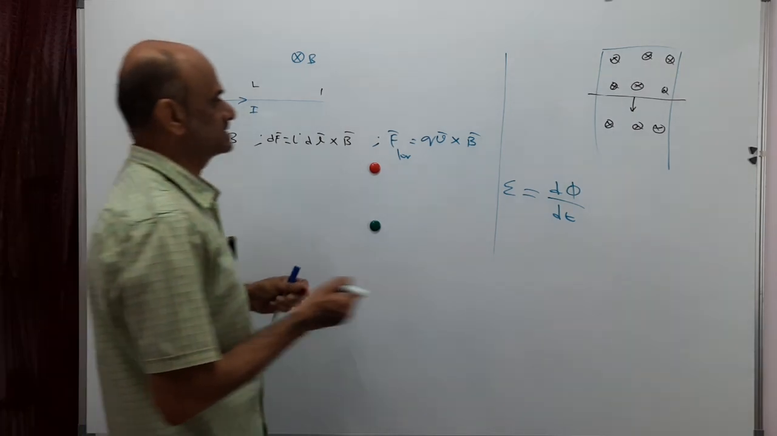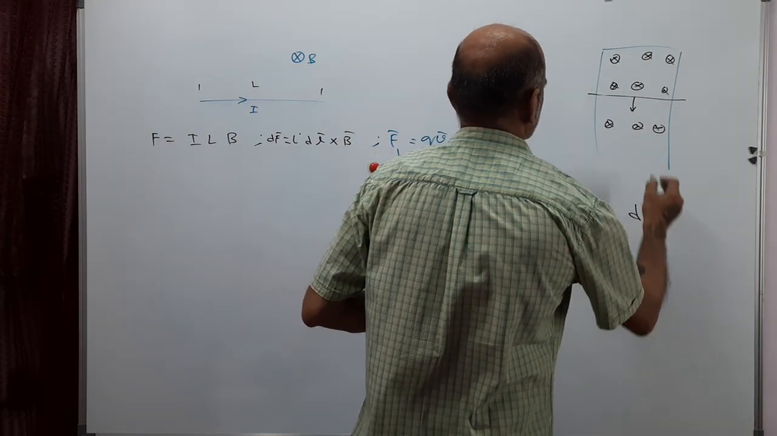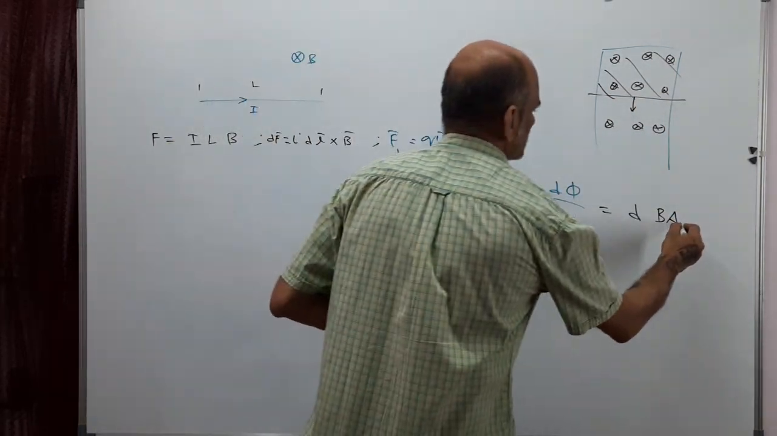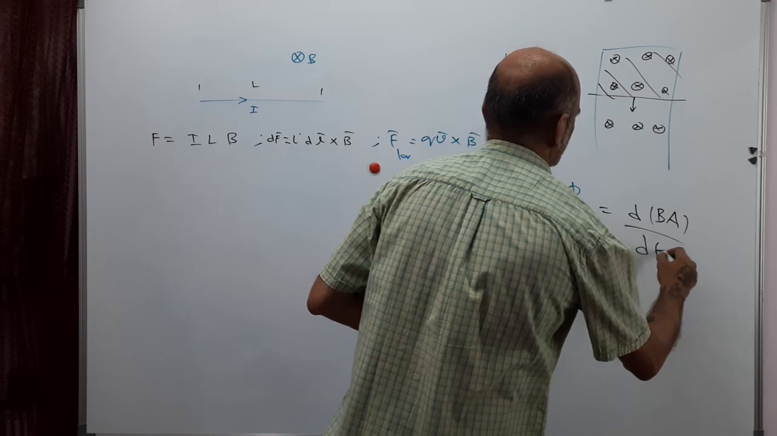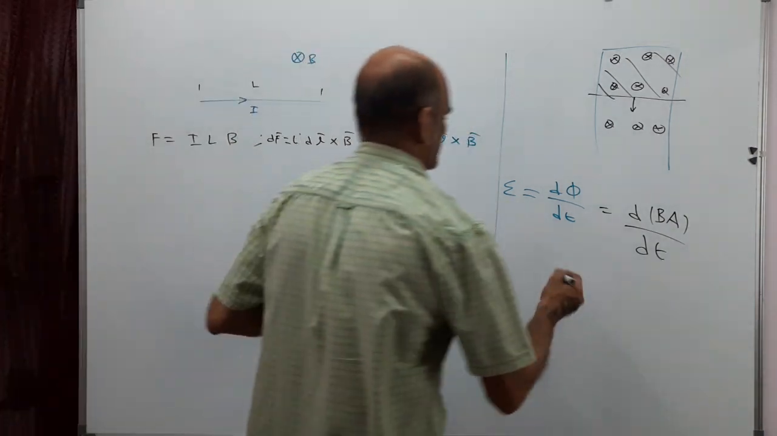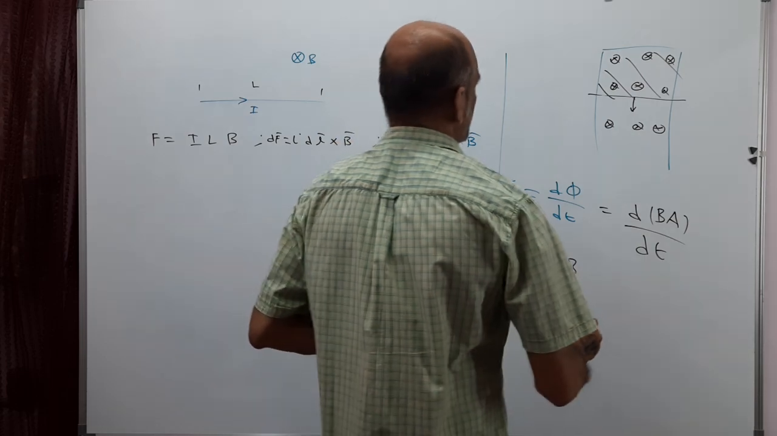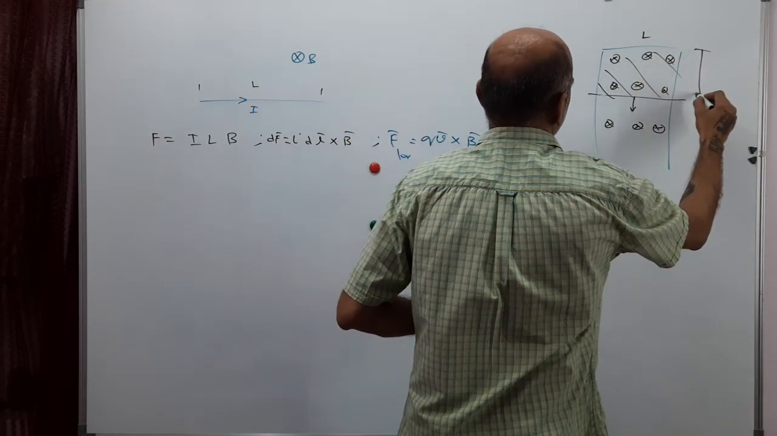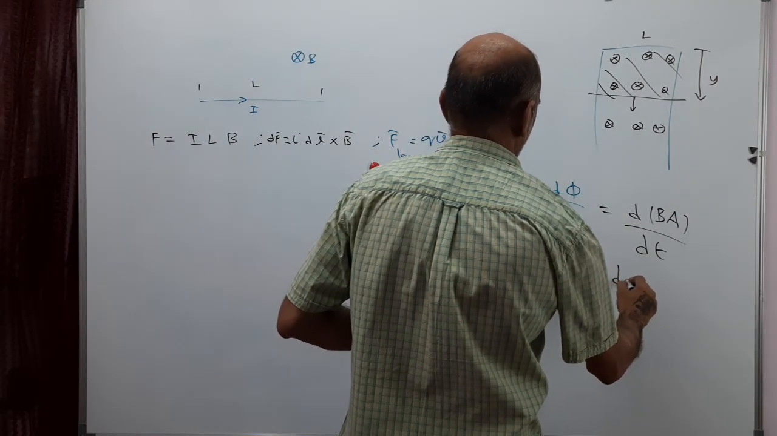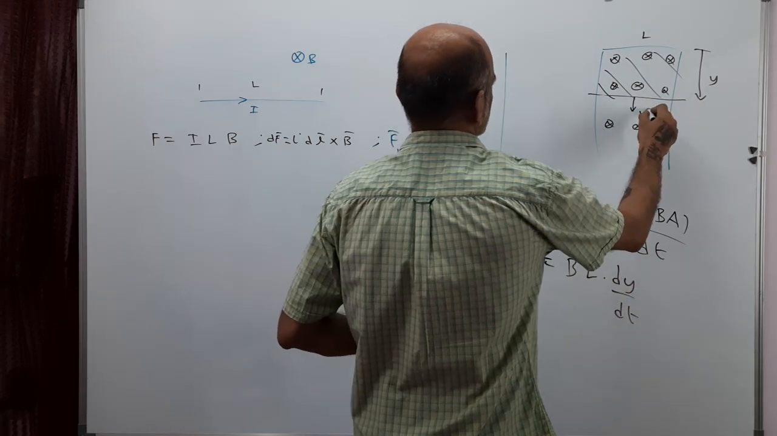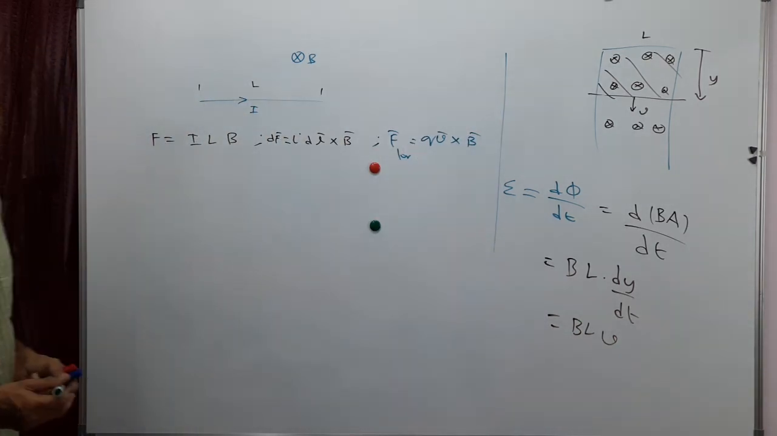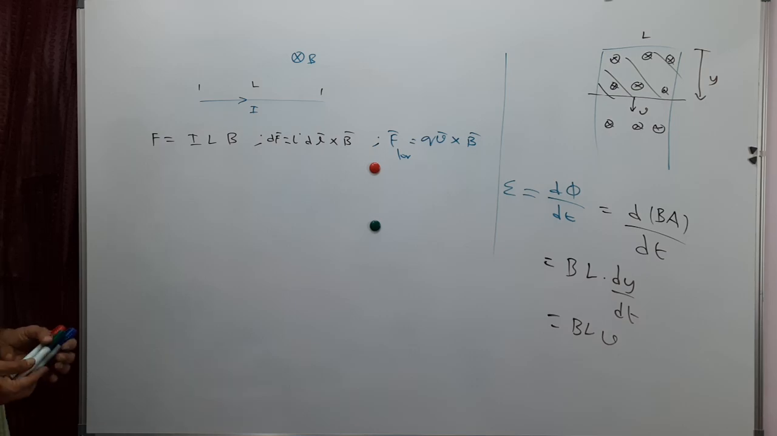This flux can be written as the magnetic field B into the area of this loop, divided by dt. B is uniform and constant, so it will come out. Then A is, this length is L and this length is a variable length, let me call it y. L is also constant, so L also will come out. Then dy by dt is basically the velocity of this rod. So it will be BLV. With these basic ideas, you can solve this JEE Advanced question.